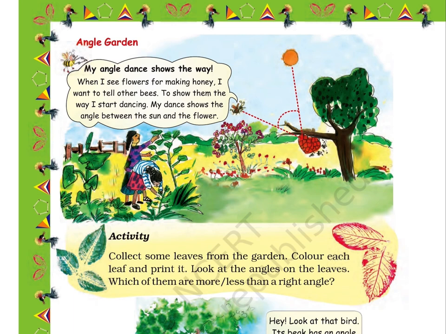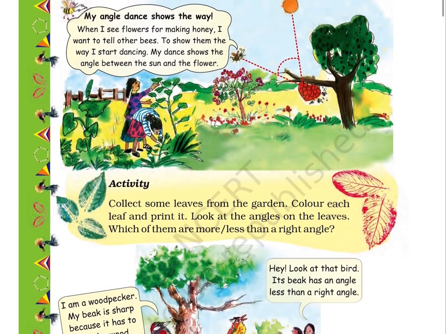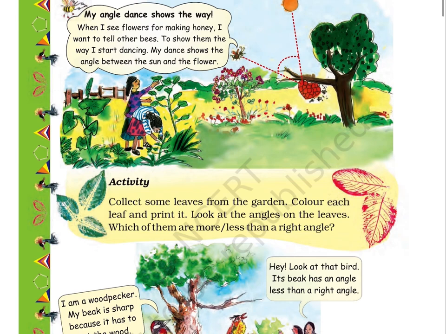Activity. Collect some leaves from the garden. Color each leaf and print it. Look at the angles on the leaves. Which of them are more or less than a right angle? Below this question we have a picture of a jungle. 2 girls are also present in the picture, and a tree is filled with many different birds.